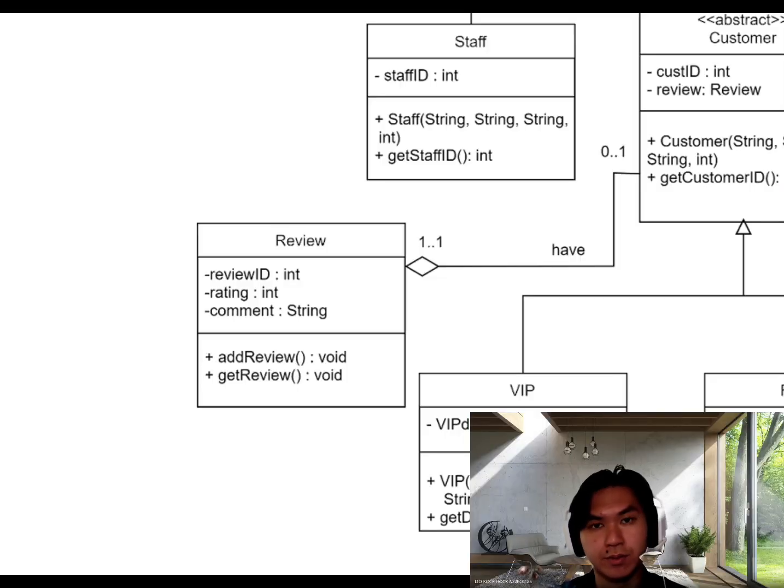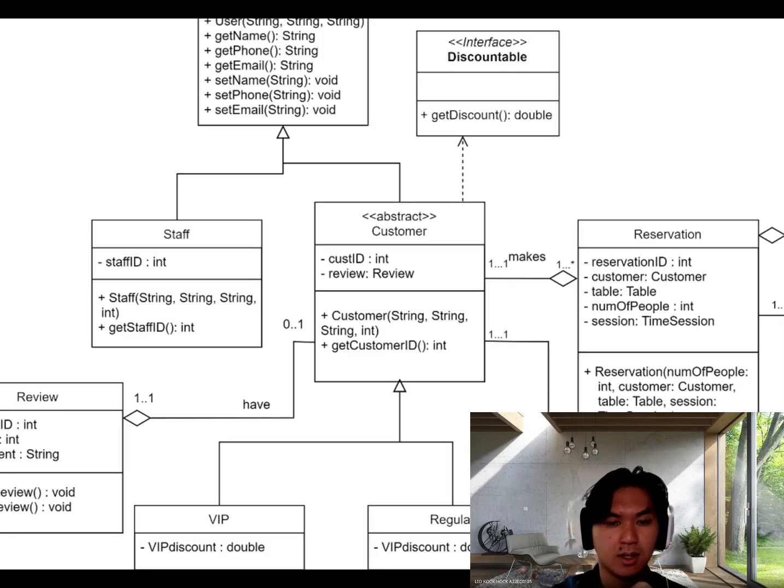Next is review. Review basically prompts the user with a review form that allows the user to leave a rating and comment for the meal and service provided. Lastly, the customer. Customer basically stores the personal information about the user that wants to do the reservation, that extends from the user class, and also has two children, which is VIP and the regular customer.